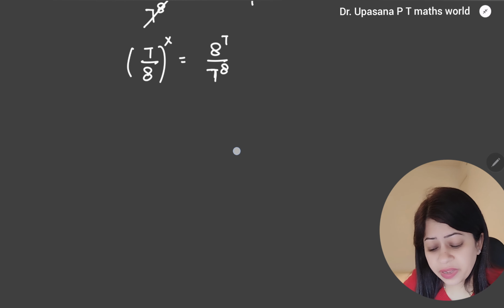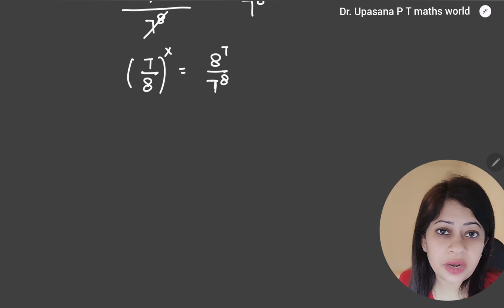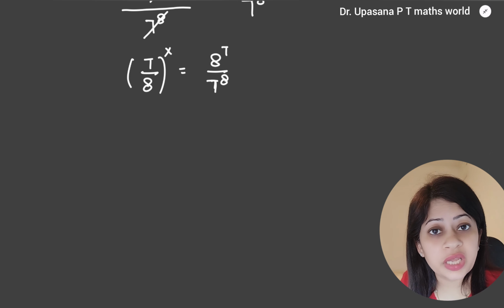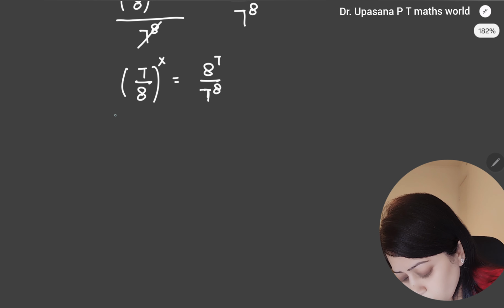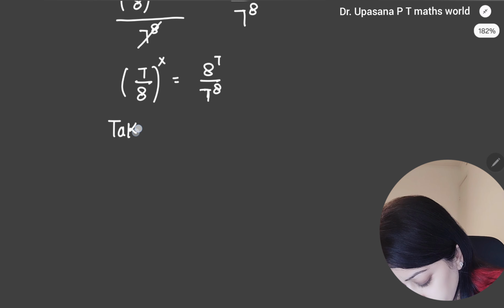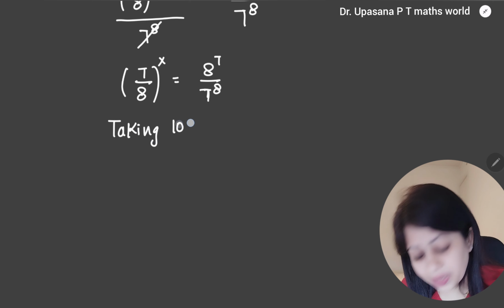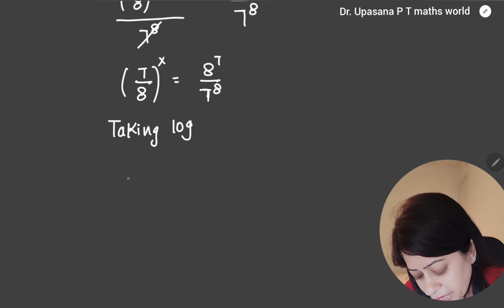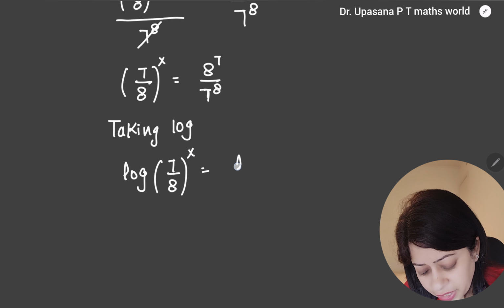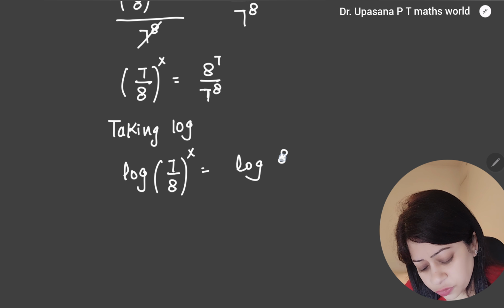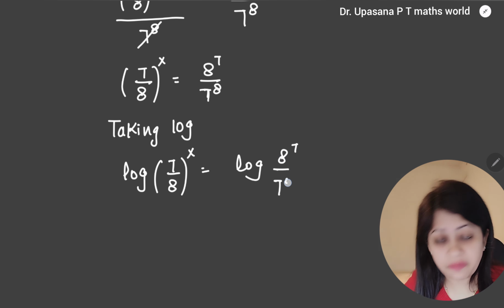Now whenever we have x in power and we cannot simplify it, what do we do then? We try to take log on both sides. Okay, so taking log, the left hand side is log of 7 by 8 raised to power x, and the right hand side is log of 8 raised to power 7 by 7 raised to power 8.